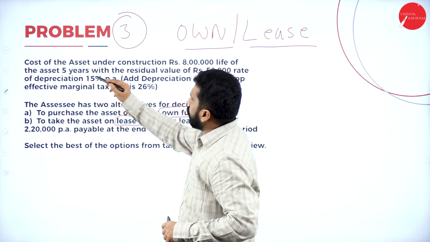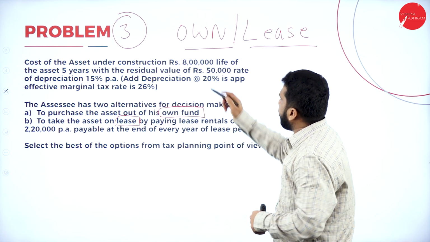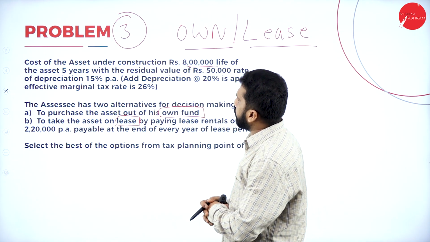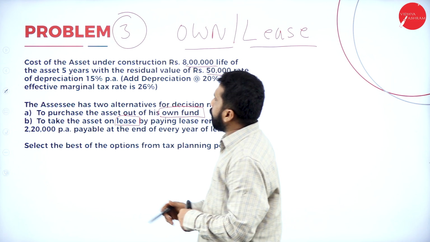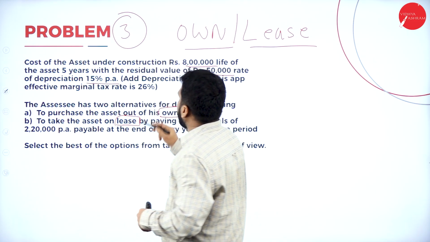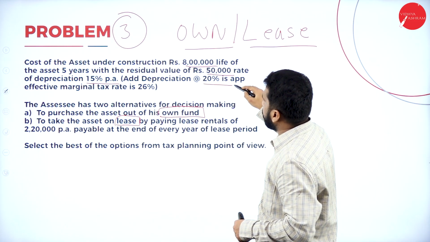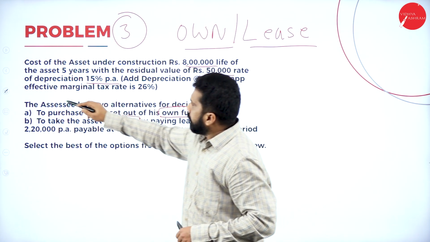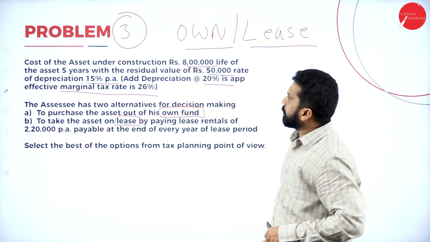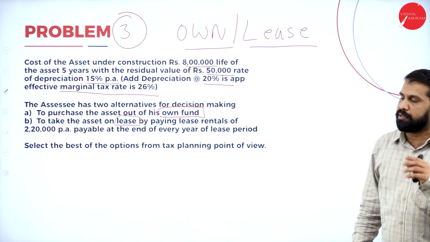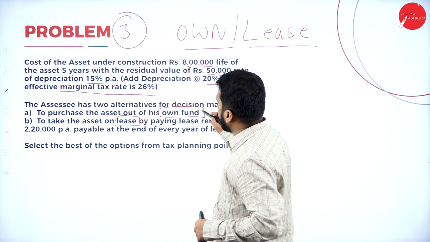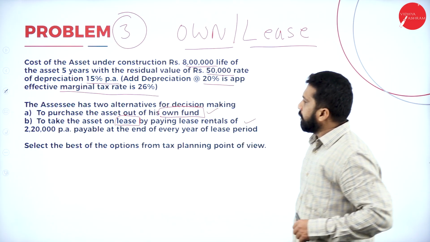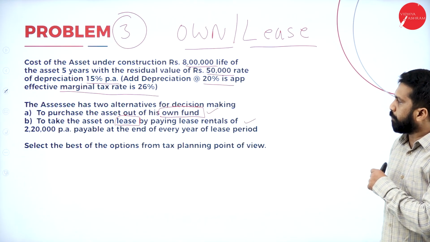Now, cost of asset under construction is 8 lakh. Life of the asset is 5 years with a residual value of 50,000. Rate of depreciation 15% per annum. Additional depreciation at 20% is applicable. Effective marginal tax rate is 26%. Now, the assessee has two alternatives: one is own fund, another one is lease fund. Select the best option from a tax perspective.